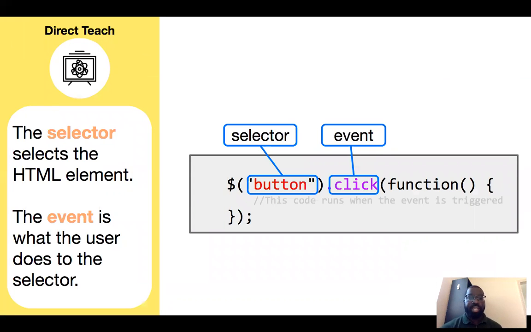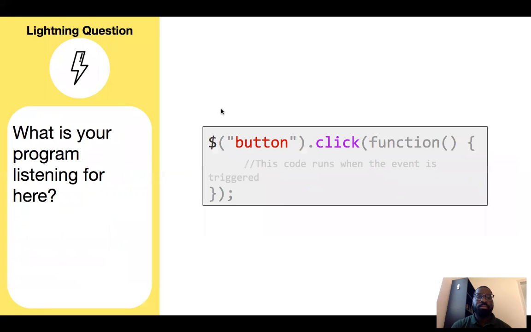So in jQuery, we often use selectors, right? So the selector selects the HTML elements, and that coupled with the event can make something happen. So here we have the event click, we have the selector button. So what is your program listening for here? Take a second to think about it. Okay, so this program is listening for the button to get clicked. So the element button, any element on the page called button to get clicked.